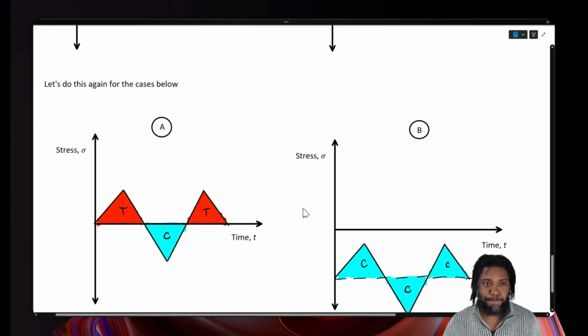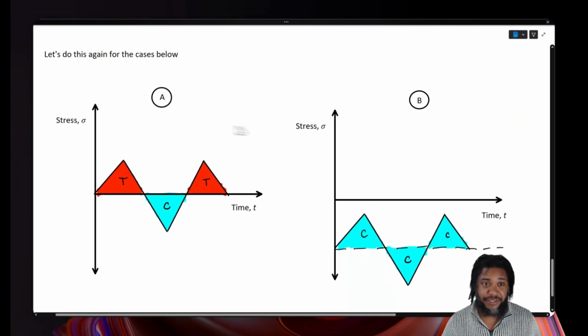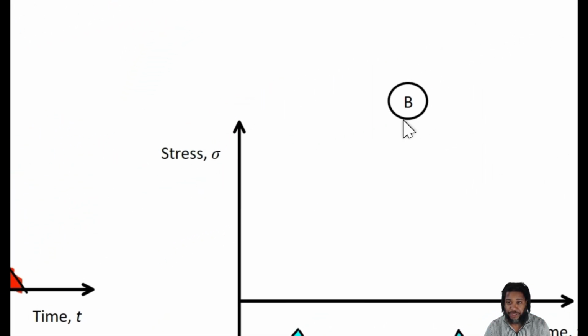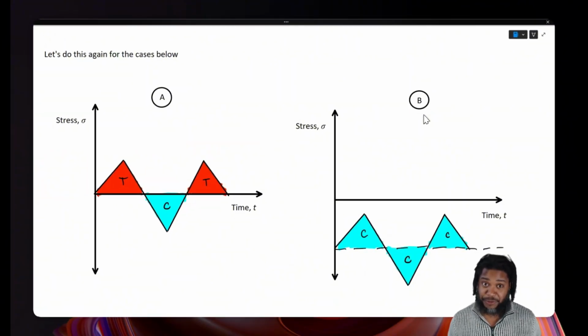Let's do this again. Let's look at the two cases below, and let's ask ourselves, which of these cases, case A, which is fully reversed, or case B, which is pulsating compression, will fail first? It's going to reach its cycles to failure sooner.